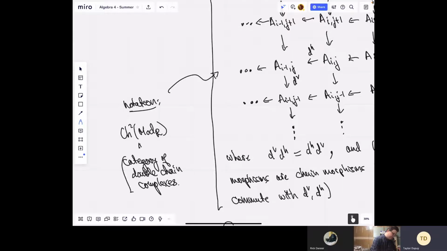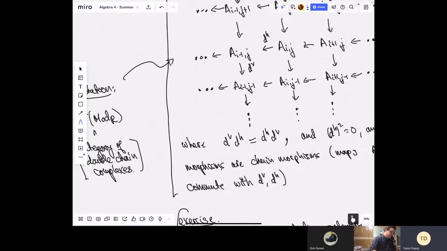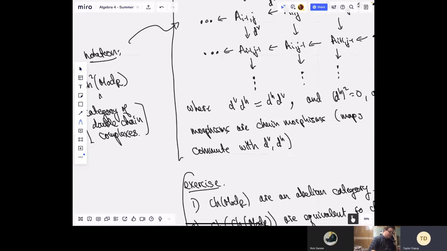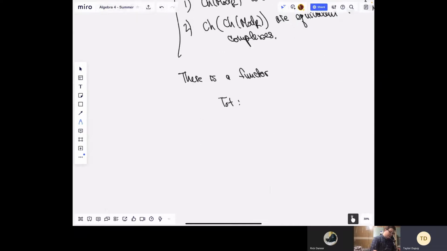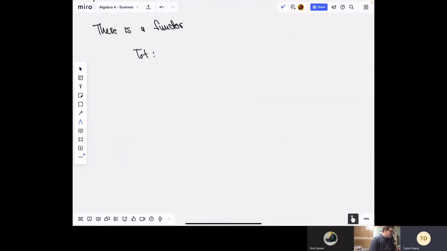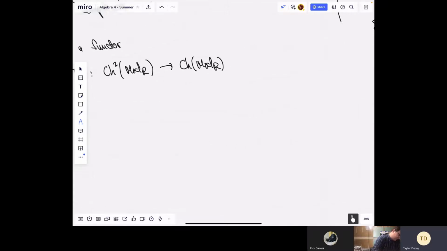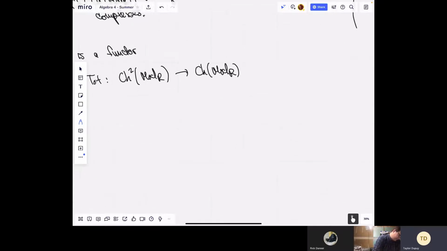Of course you can make a category of cochain complexes, but it's the same thing, except you reverse the indexing convention. So there's a functor here from double complexes to usual complexes, which I want to describe. This is the totalization functor. This is called totalization.